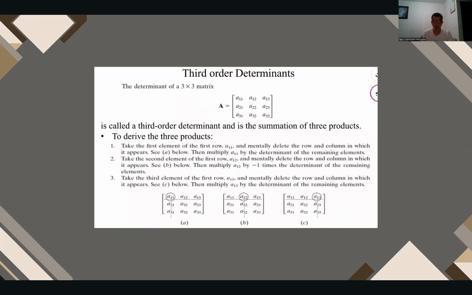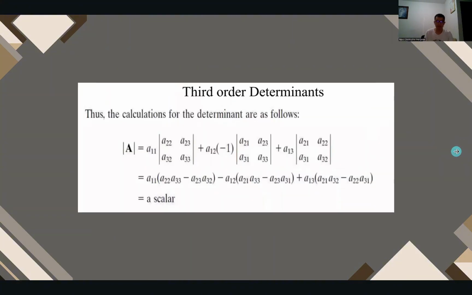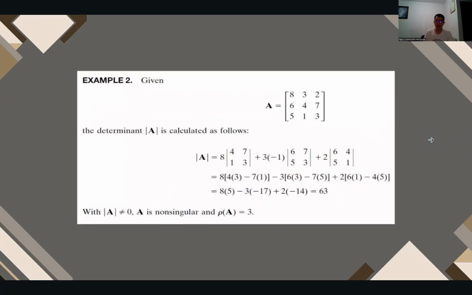So I'm going to focus on third order determinants. Third order determinants are divided into three elements. The first one is A1, using the top left, B1 the second element using the middle top, and lastly the third element using the top right. And here are the formula and the recommended example.